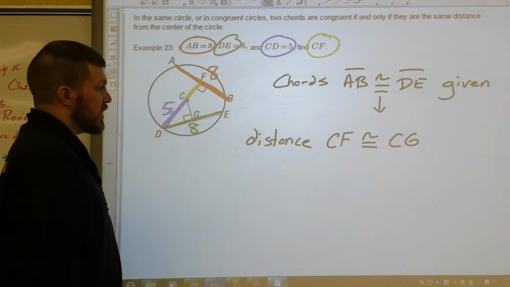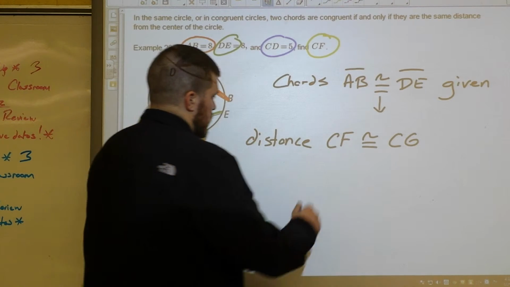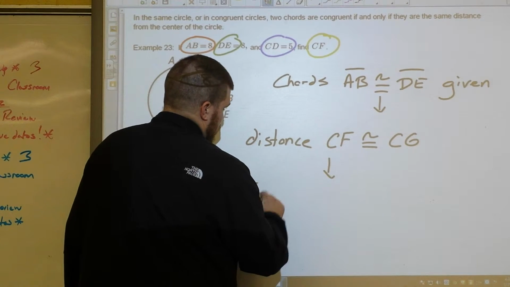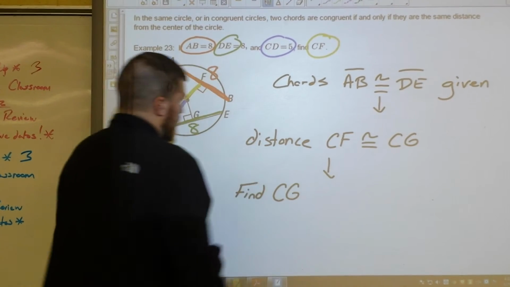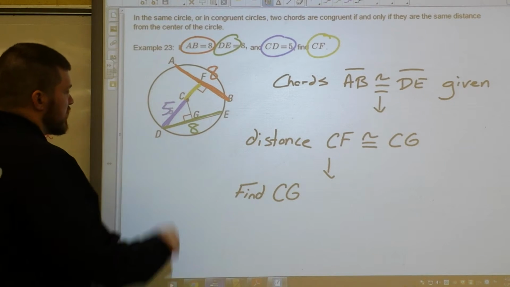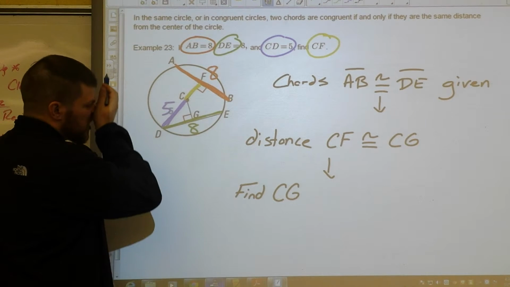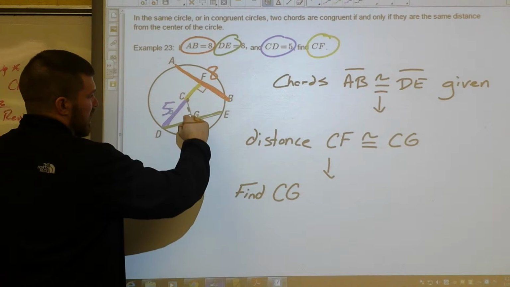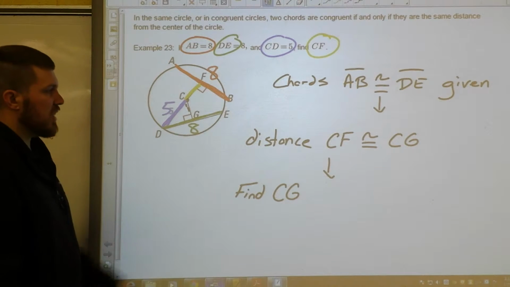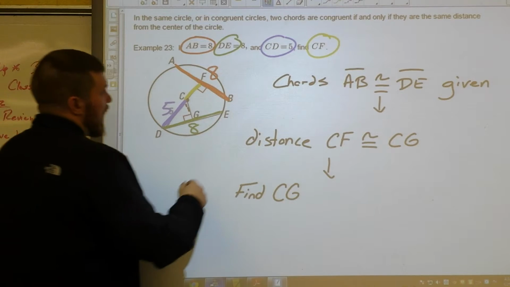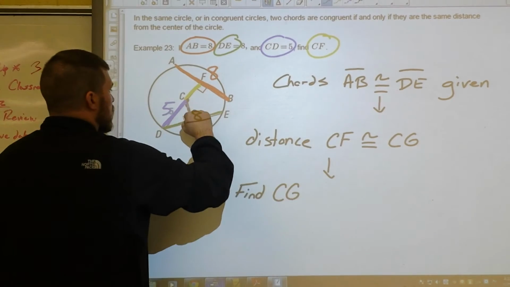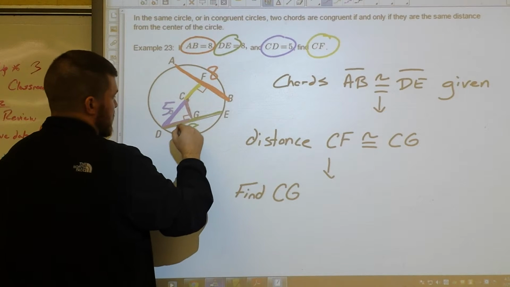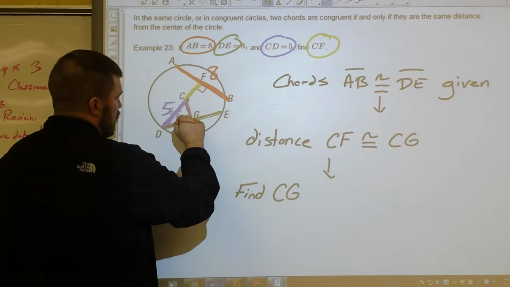Now what we need to do is first find CG. So the next step is going to be to find CG. We want to find that distance. The reason why I chose CD is because down here is where all the numbers are. If going from here to here is 8, then this line, since it's a distance and it's perpendicular, it bisects this chord, which means it cuts the chord in two. So DG is 4.